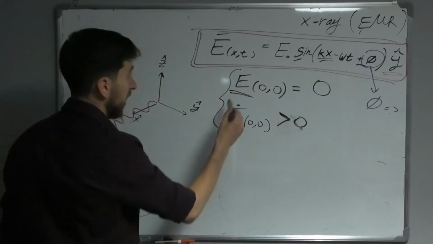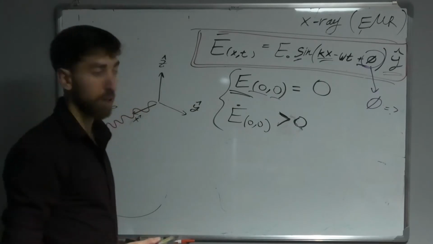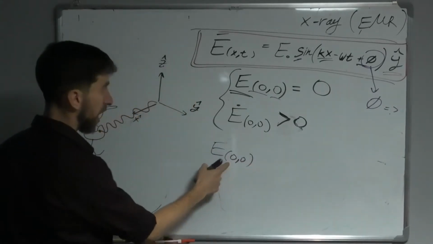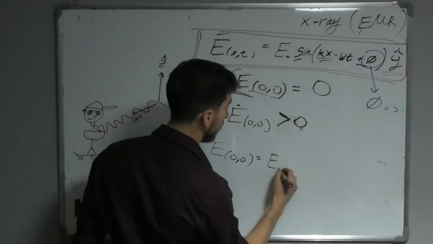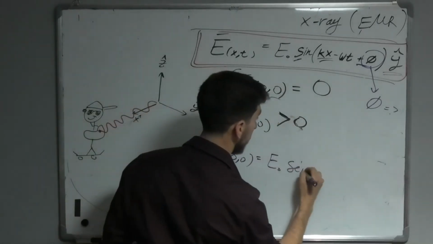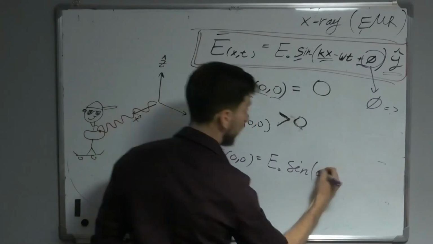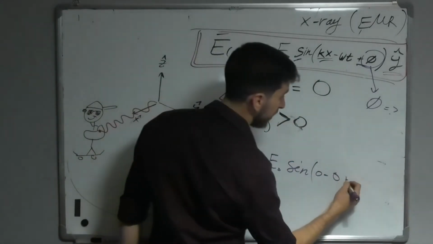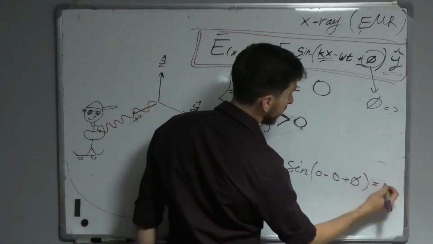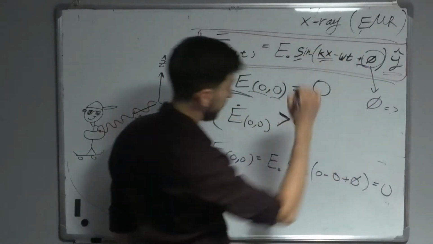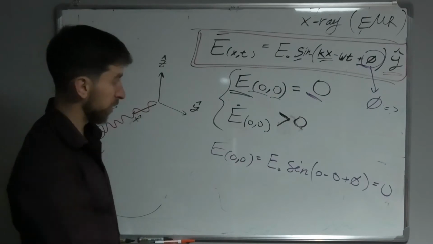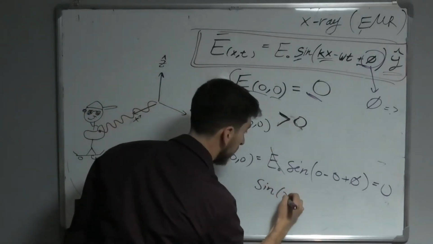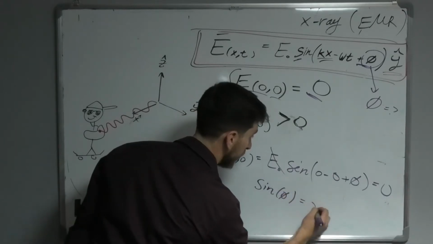The first thing that we can do is put this and this, right? We can say that E at time 0, at location 0, is equal to E0 sine of 0, because x is 0, at time 0, and then I have this phi. And this is equal to what? To 0. That's what they told me. So I can get rid of this, and I can say that sine of phi is equal to 0.